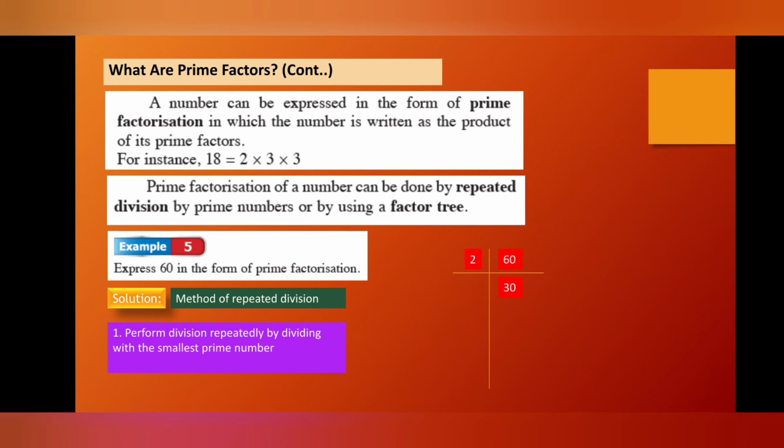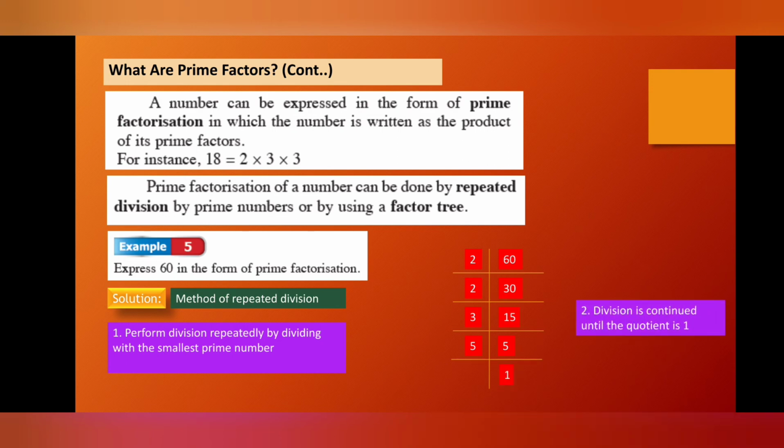Then you draw another horizontal line. 30 divided by 2, again repeatedly dividing by the smallest prime number. 30 divided by 2 equals 15. 15 can be divided by 3, also a prime number, the next larger prime number after 2. So you use 3. 15 divided by 3 equals 5. Next, divide using another prime number. 5 divided by 5 equals 1.